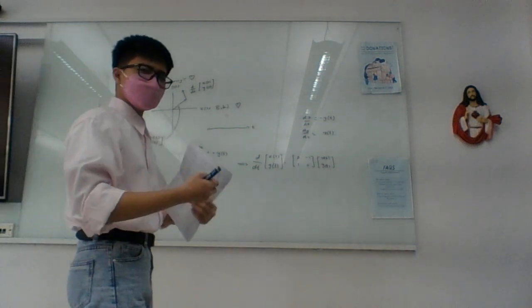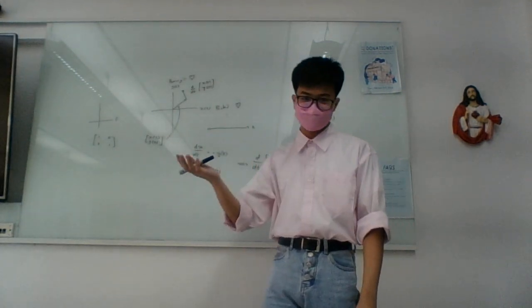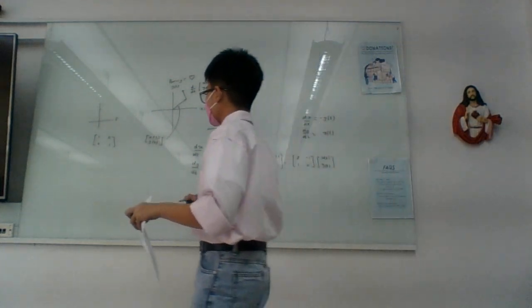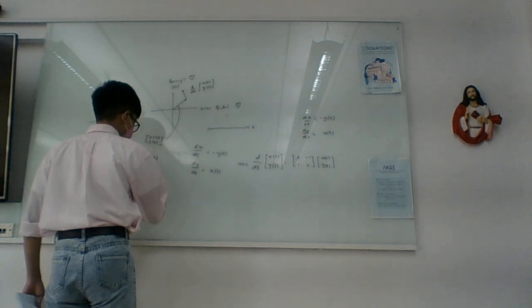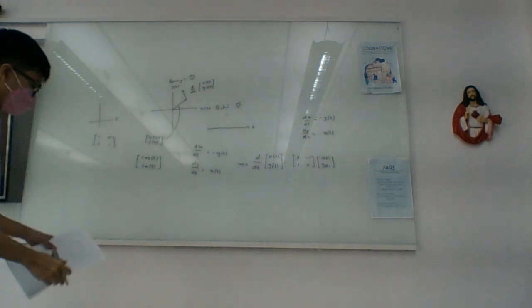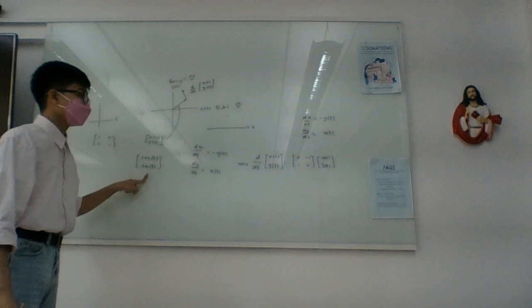And what functions do you guys know that generate a circle? Cosine and sine. In fact, the parameterization of a circle is precisely cosine of t, sine of t. And that is why your guess is somewhat right. But the problem is, this isn't the full story.